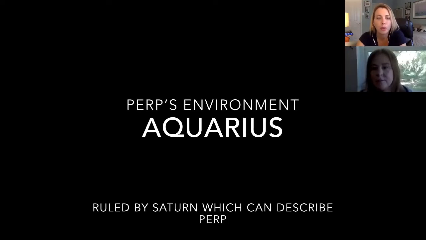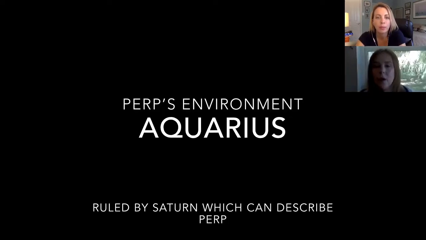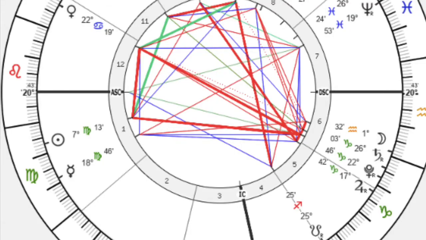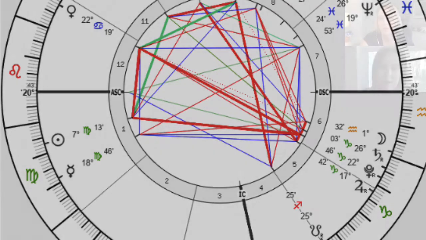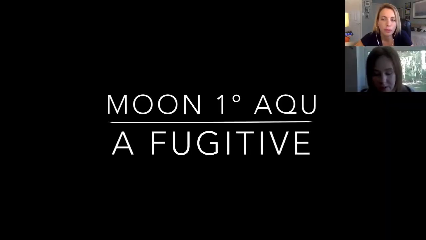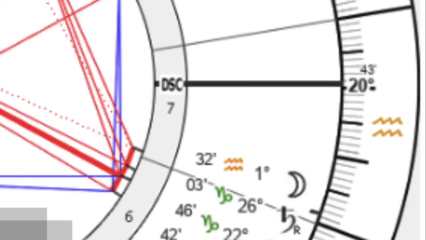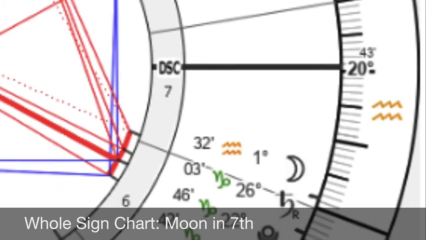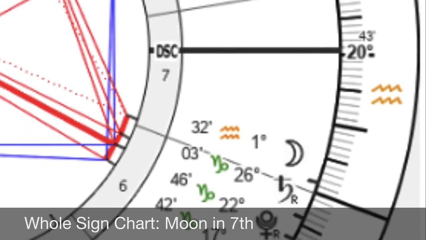Oh, interesting. What do you want to look at first? You want to look at the seventh house cusp? Oh yeah. Okay. And that is in Aquarius at the 20-degree mark. The moon, which represents fugitives, is actually in the seventh house if you use whole signs. It's really interesting to me that the moon would land there using whole signs.